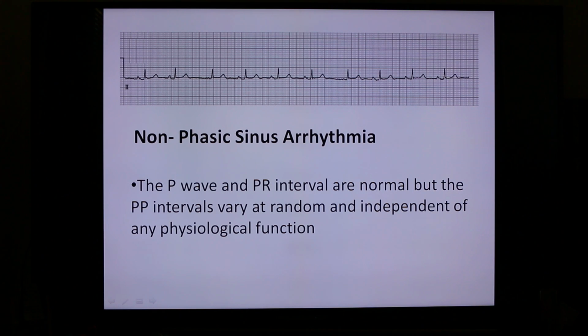For non-phasic or non-respiratory sinus arrhythmia, the P wave and the PR interval are normal, but the PP intervals vary at random and independent of any physiological function. Now for this strip, which is a non-phasic sinus arrhythmia, the rhythm is irregular with upright P waves and a normal PR interval. At a higher rate, the P wave is more prominent compared to the lower rate.